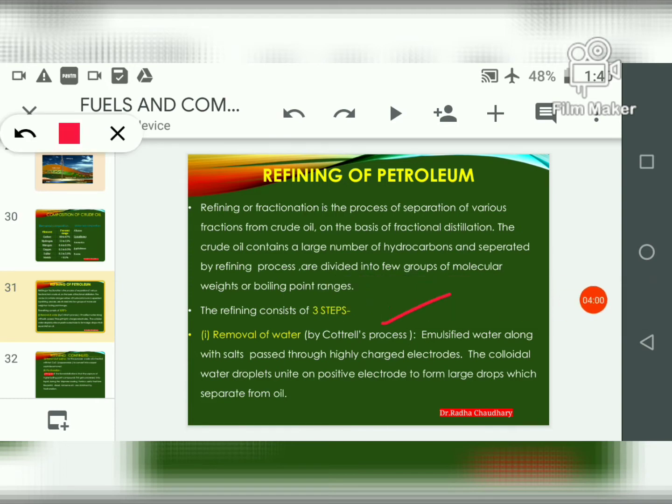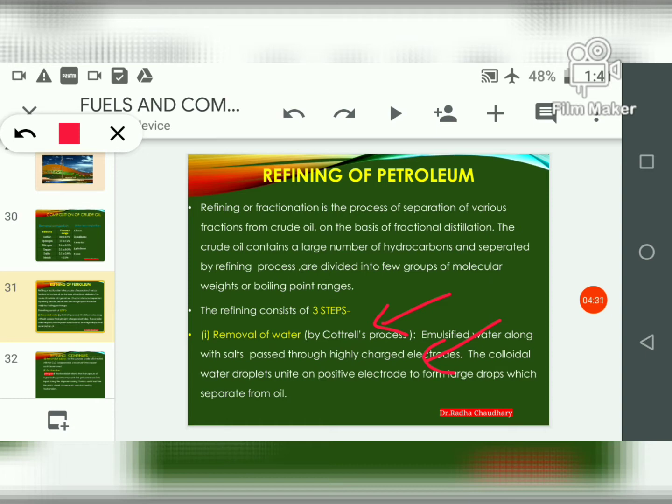This separation of water is done through the Cottrell process. What is the Cottrell process? The crude petroleum obtained from an oil well is in the form of an emulsion with water. The emulsion of crude oil is separated from water by allowing the crude oil to flow between two highly charged electrodes. The colloidal water droplets coalesce to form large drops which separate out from the oil.